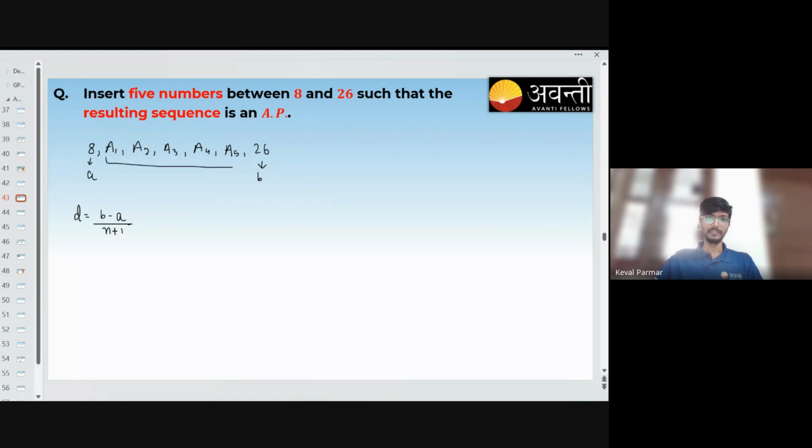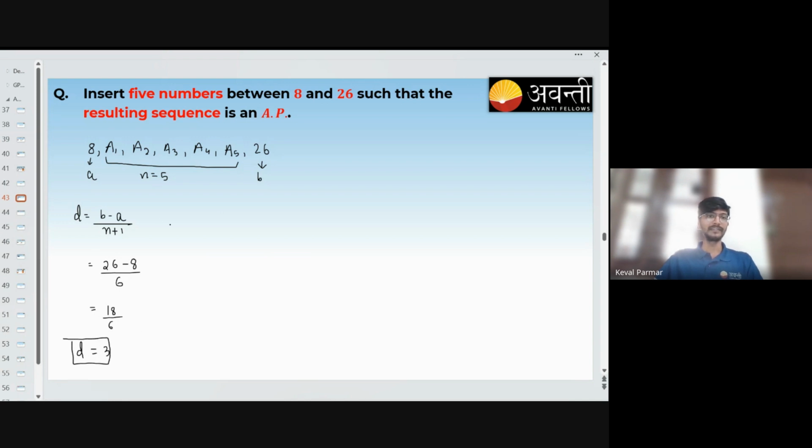So how many arithmetic means have we inserted? 5. That means n equals 5. So D will be equal to 26 minus 8 upon 5 plus 1, which is 6. So 18 upon 6. That means D is equal to 3.